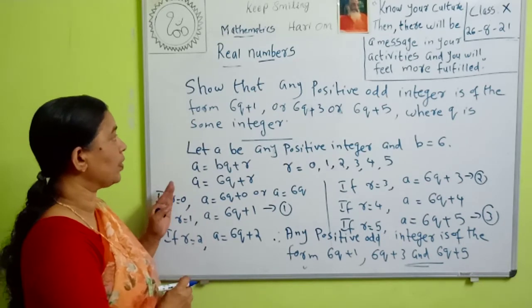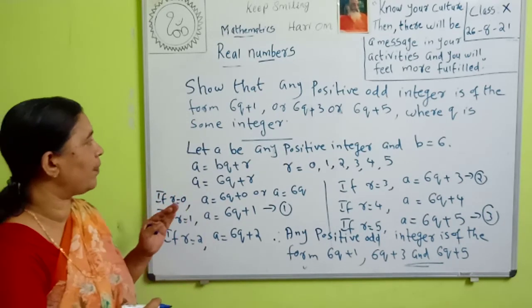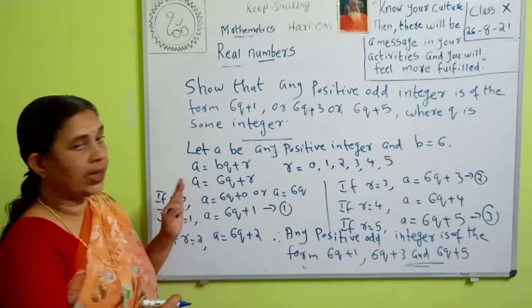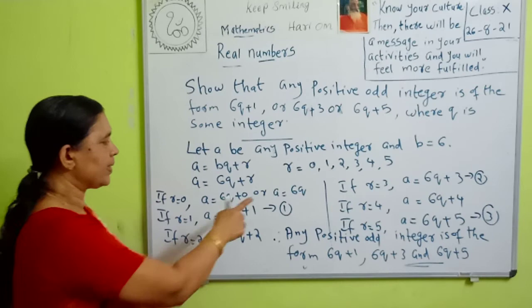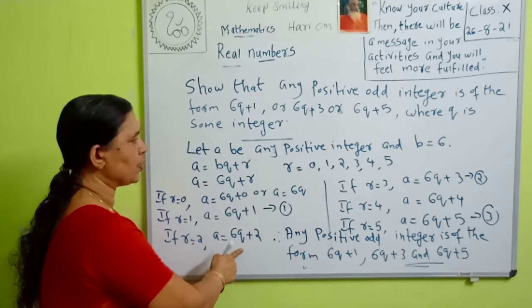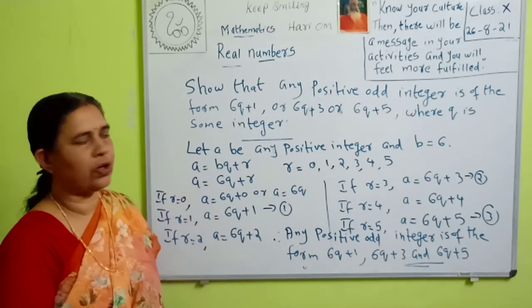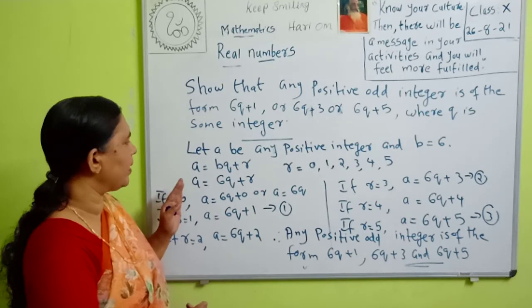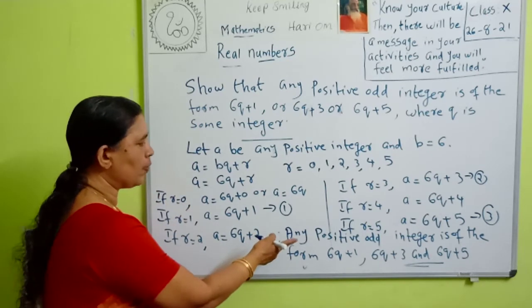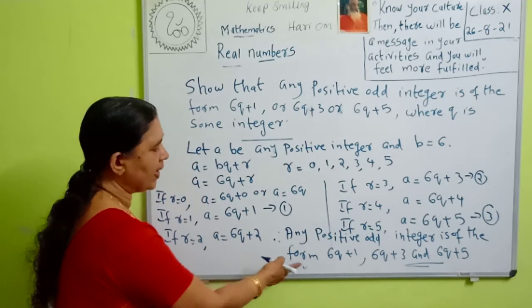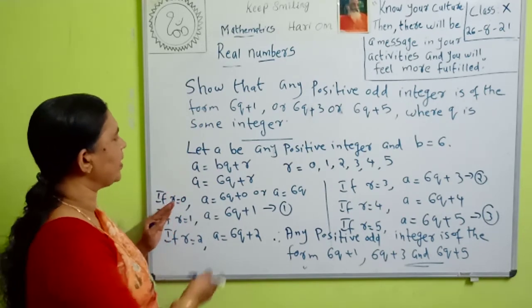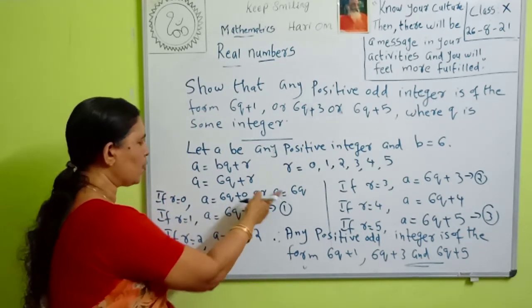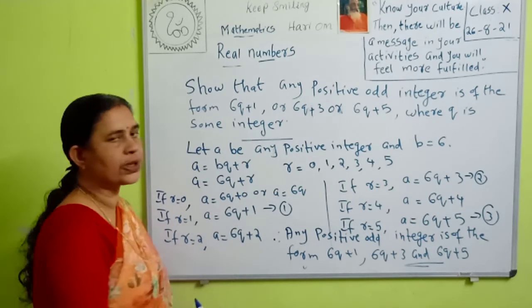If you are asked to show that any positive even integer is of a certain form, then what are the forms of even integers here? 6q, 6q plus 2, 6q plus 4. So, any positive odd integer is of the form 6q plus 1, 6q plus 3 and 6q plus 5, and any positive even integer is of the form 6q, 6q plus 2 and 6q plus 4.